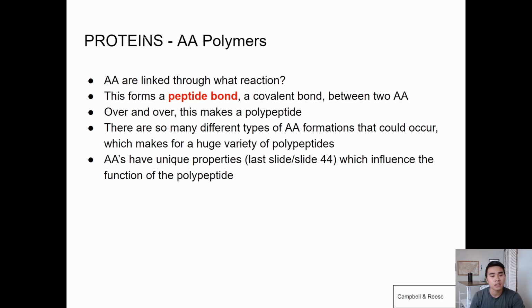And the type of bond for a protein is called a peptide bond. If you do this over and over, you create a polypeptide. There are many different types of amino acid formations that could occur. Amino acids have unique properties which influence the function of the polypeptide.